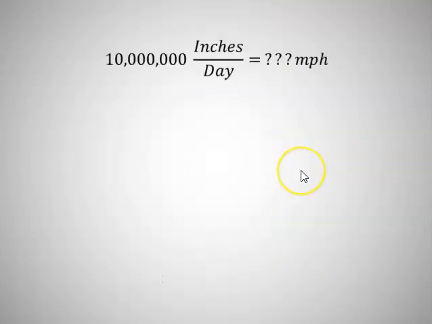So for an example, let's say we're trying to figure out 10 million inches per day. That's a speed. It's how fast it's going. But what is that in miles per hour? Is that really fast? Is it actually really slow? Or is it somewhere in between? Is it something you can do on foot? Let's see, how would we do that?